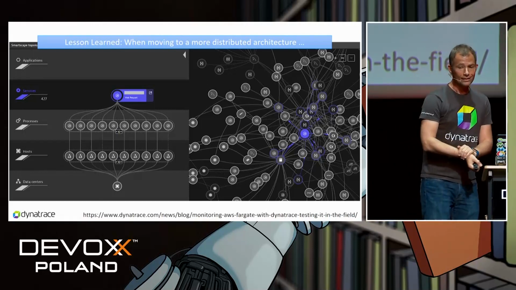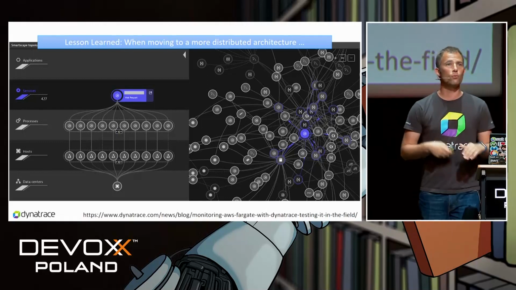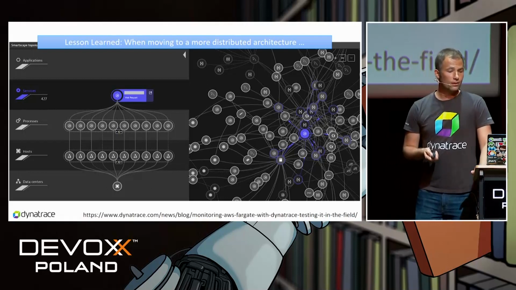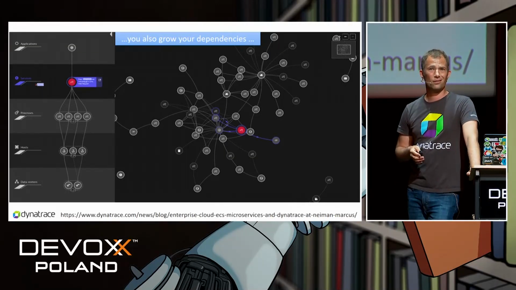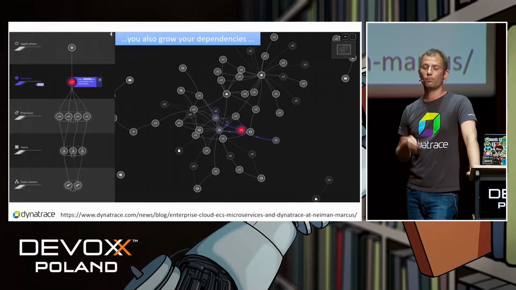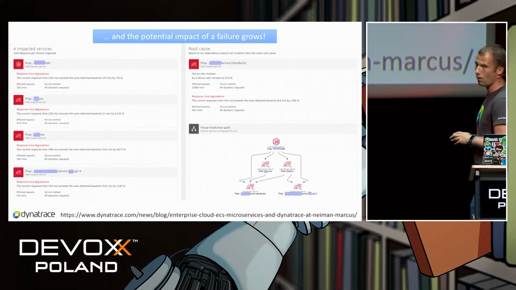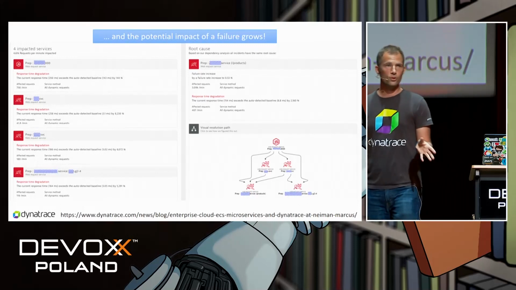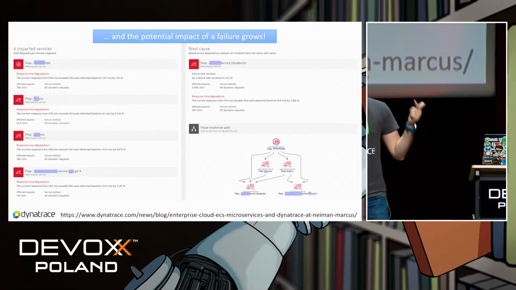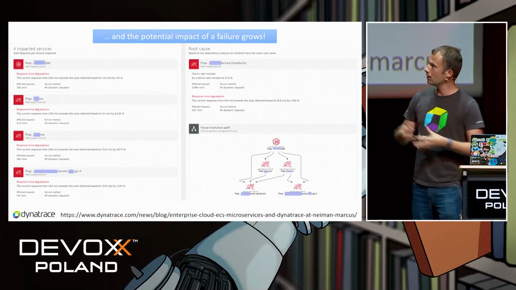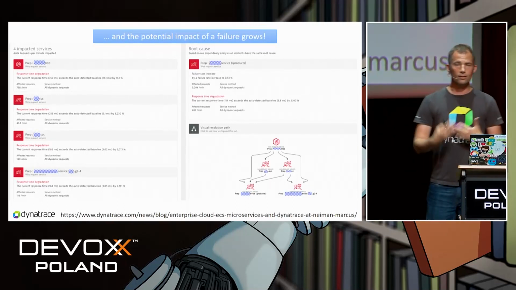Another lesson that we have learned is that when you're moving to a more distributed architecture, it also means that you're growing your dependencies. The problem with this is that if you have a problem, and you can see, these are just some screenshots from our monitoring tool. This is not a Dynatrace commercial. If you're using New Relic, AppDynamics, whatever is out there, I hope you use some monitoring tools when you do your architecture validation, when you do your performance testing and monitoring. This is the way we present the data, and this is some of the lessons learned.